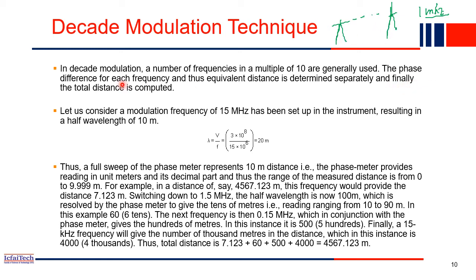So the phase difference of each frequency and thus the equivalent distances are determined separately, and finally the total distance is computed, right? So this is the formula.